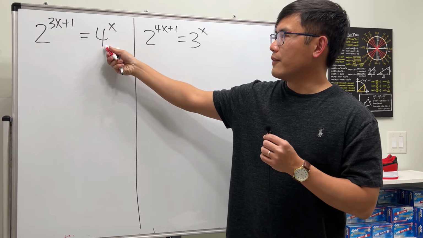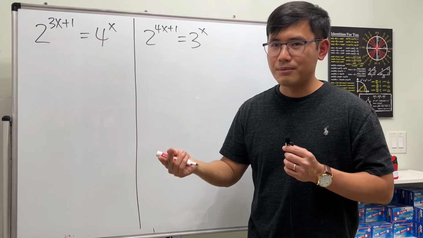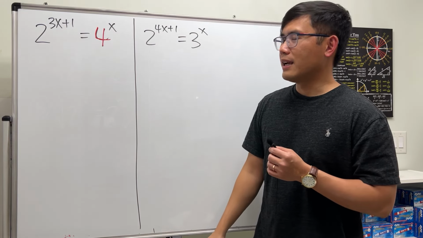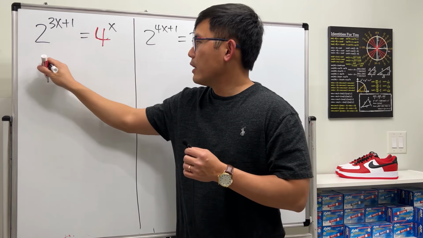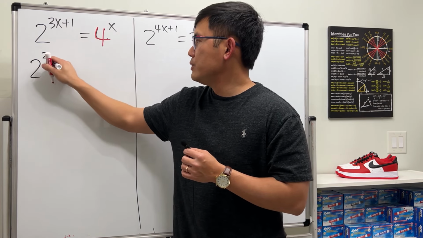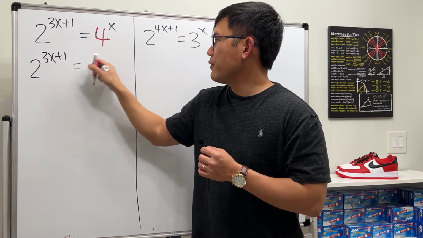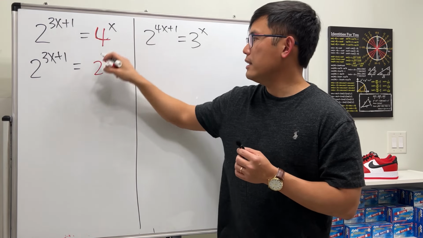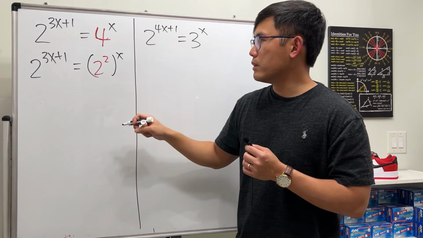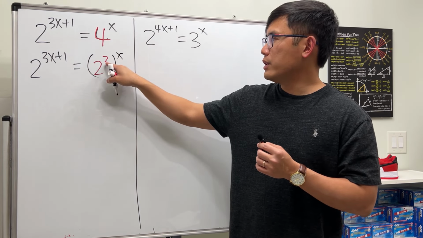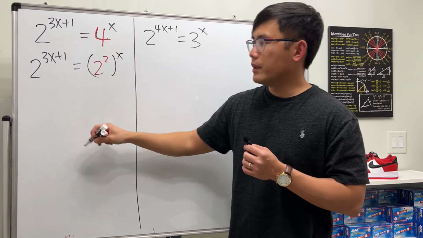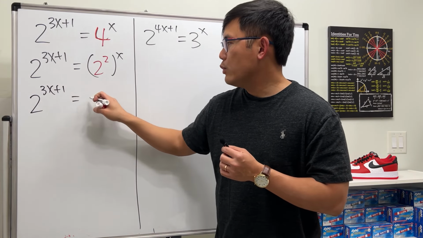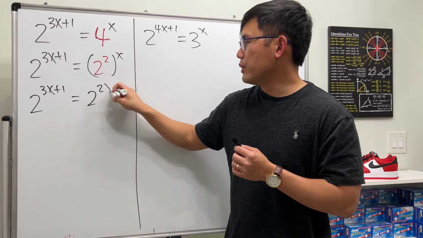The connection is that 4 happens to be 2 to the second power. Yeah, surprising, right? No, it's not. Anyway, here, I will keep it as 2 to the 3x plus 1. But for the 4, I can write it as 2 to the second power, and then we raise that to the x power. The beauty of this is that we can then multiply the powers together. So we're looking at 2 to the 3x plus 1 being equal to 2 to the 2x.